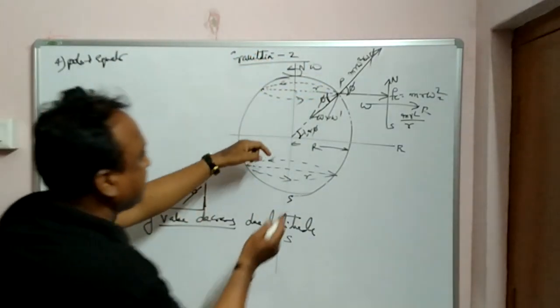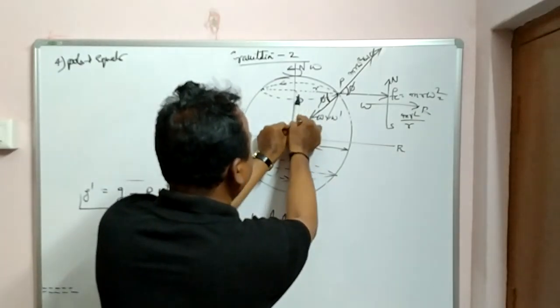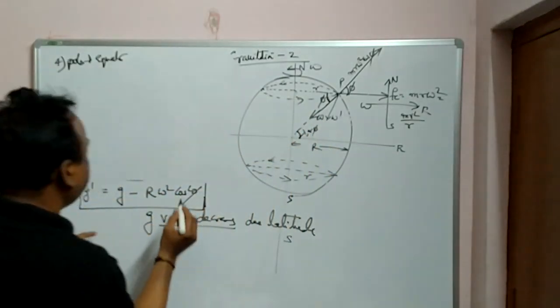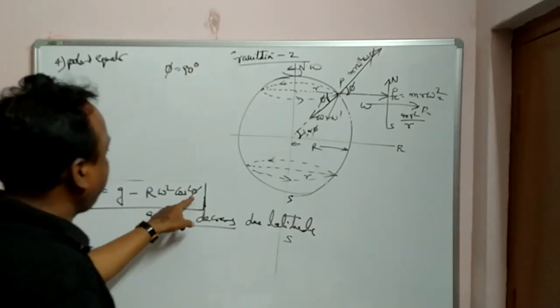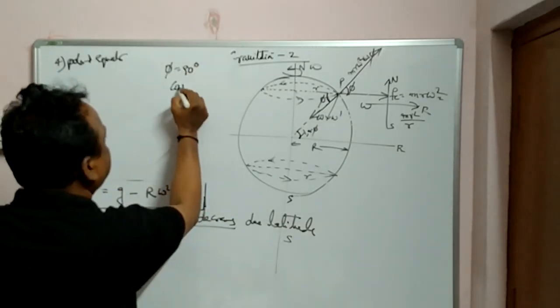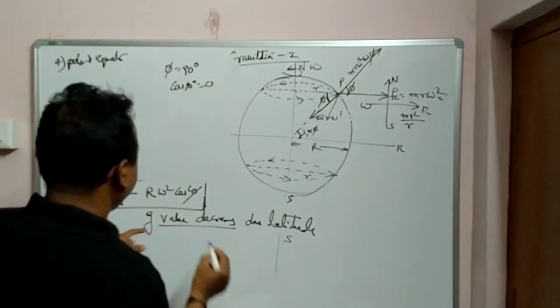You can see here, see the angle here. Now it is making phi. Now what is the angle at the poles? It is making 90 degrees. So when phi is equal to 90 degrees, what is cos 90? Cos 90 is equal to 0. So cos square 90 is also 0.